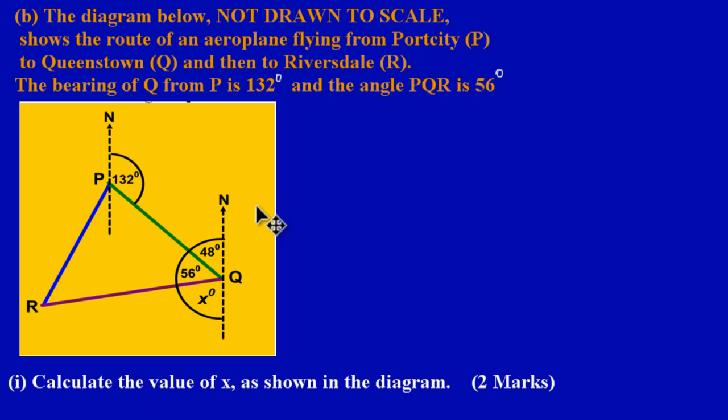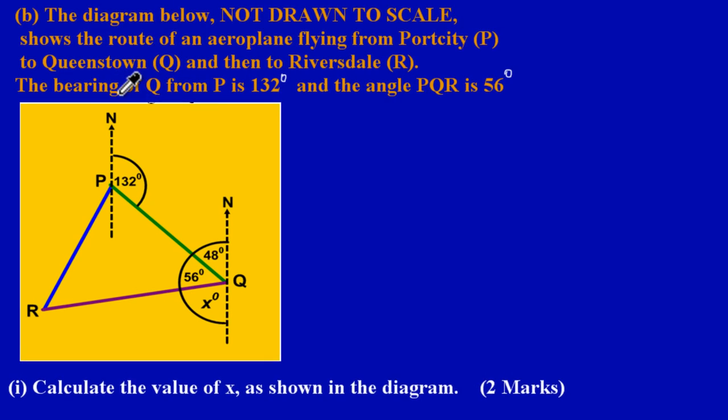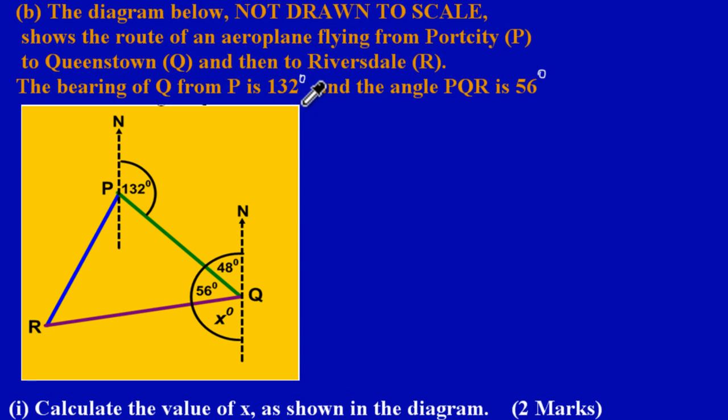The diagram below, not drawn to scale, shows the route of an airplane flying from Portcity P to Queenstown Q and then to Riversdale R. The bearing of Q from P is 132 degrees, as you can see here on the diagram, and the angle PQR is 56 degrees. Now in part 1 they're asking us to calculate the value of X as shown in the diagram.